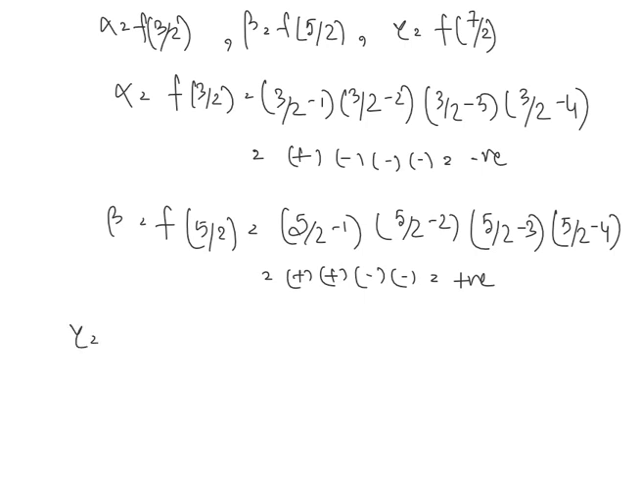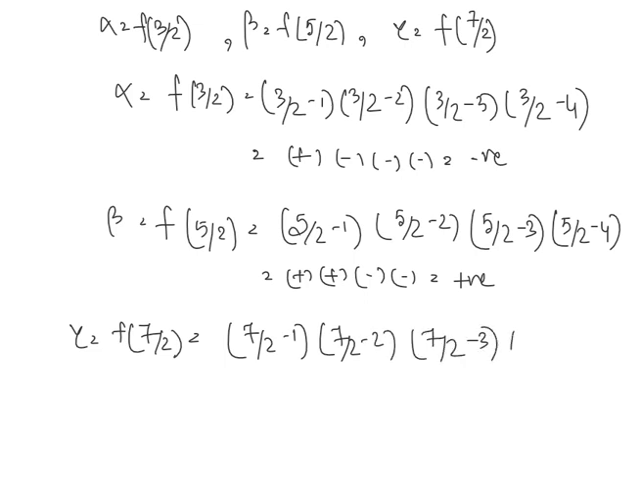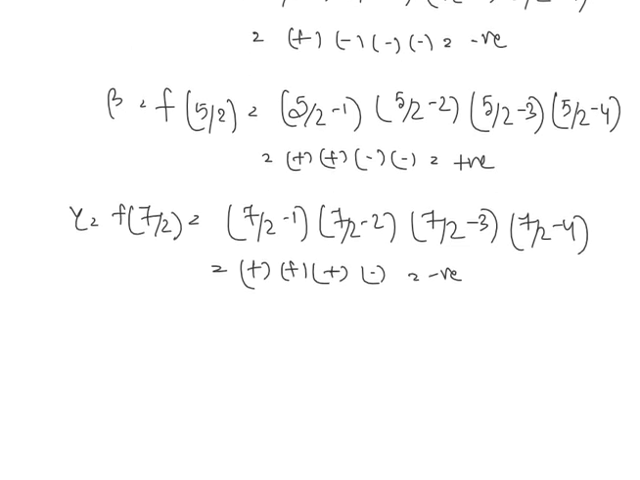Now gamma is equal to f(7/2), which is equal to (7/2 minus 1)(7/2 minus 2)(7/2 minus 3)(7/2 minus 4). So here we have plus, plus, plus, minus. That means the resulting sign is negative.